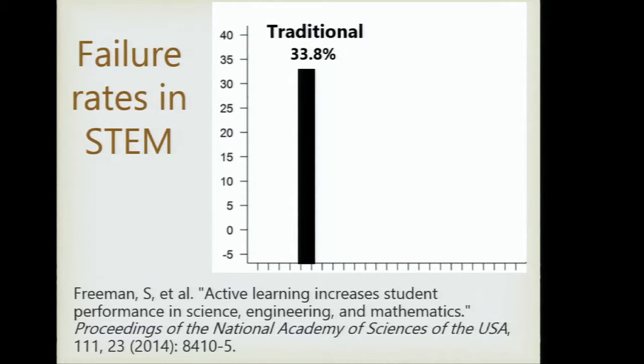But if you used active learning, it was only 20%. So still not as good as we'd like, but what that meant was only 1 in 5 dropped from the program or flunked the classes in STEM. These findings were so pronounced that this paper basically said it was unethical to use the traditional versus active methods, because it's so clear that active learning in the classroom really makes a difference in how well students do.